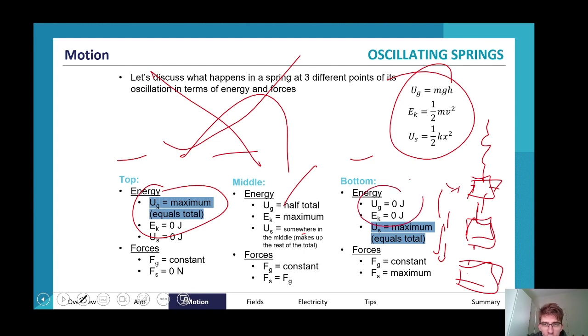At the bottom, both gravitational potential energy and kinetic energy are equal to zero because the spring is resting at the bottom. But elastic potential energy is a maximum.